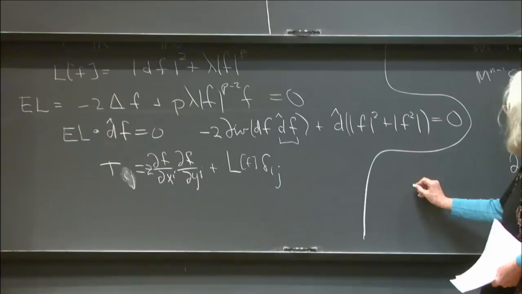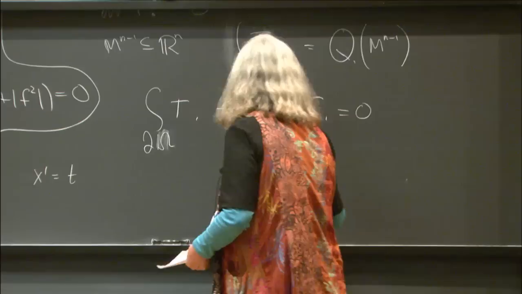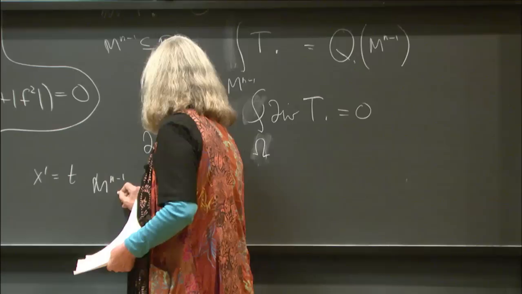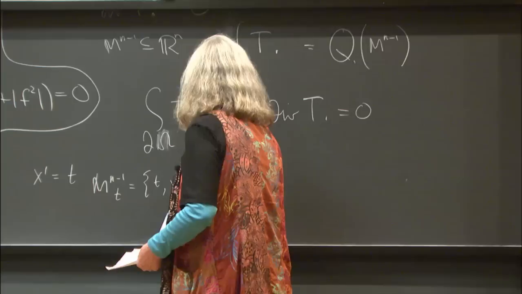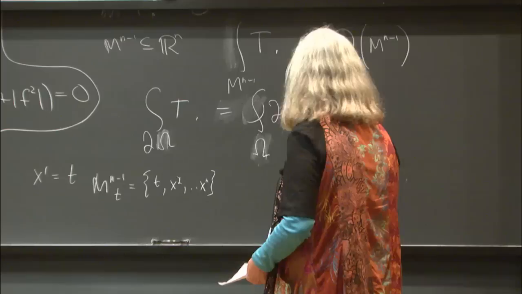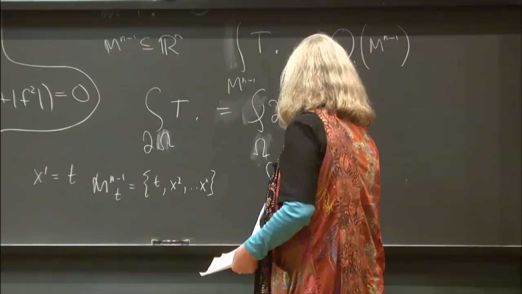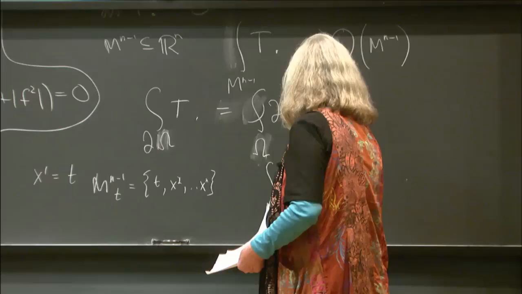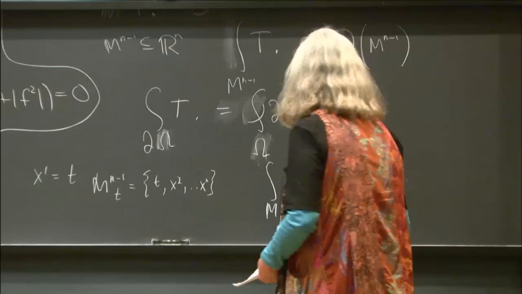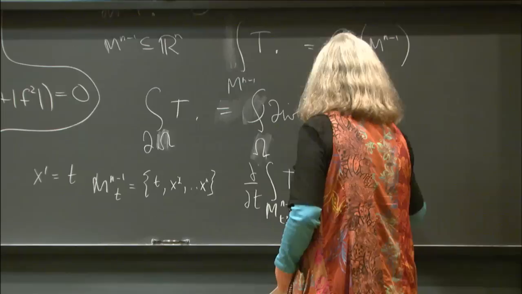And if I let x1 be a time variable, and I take the n minus 1 as a function of t equal to the variable t, x2, ..., xn, right? What I will actually get when I write this down, I can also rewrite this as the integral over the manifold at time t of ... dt is equal to zero. And so this is the form that you would actually look at a conservation law.